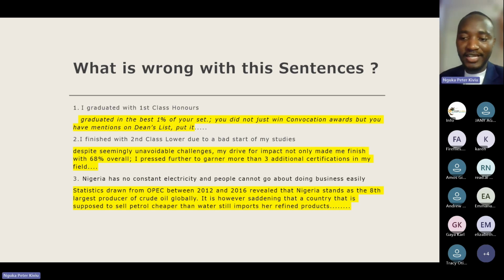So in this very last slide, we are talking about what is wrong with these sentences. And I don't know if it's possible to unmute the microphone of different people here, Emmanuel, so that we can get some responses from them. I'll be putting some sentences here, then you guys can tell me what's wrong with them.